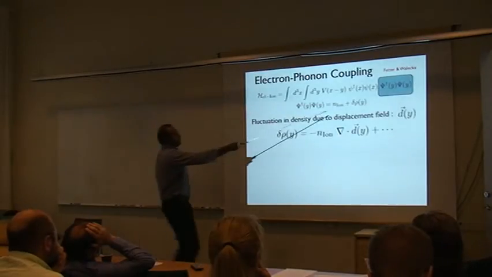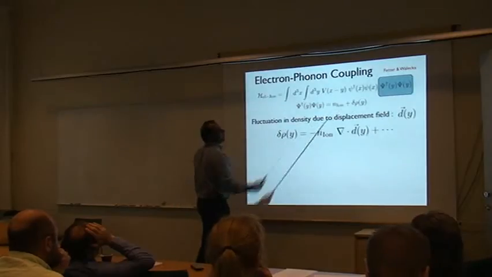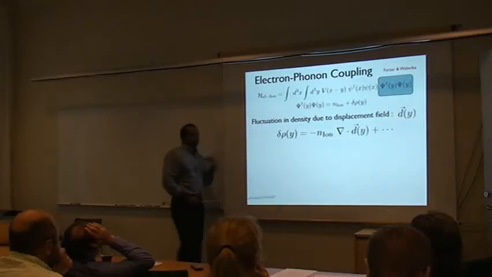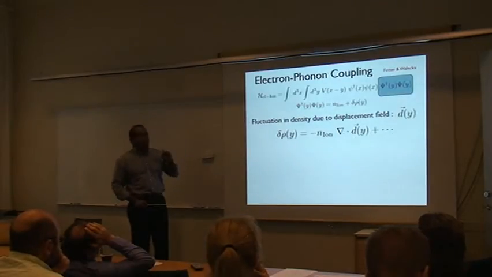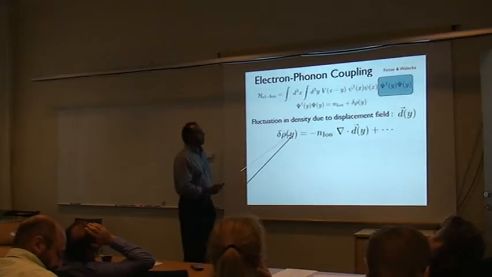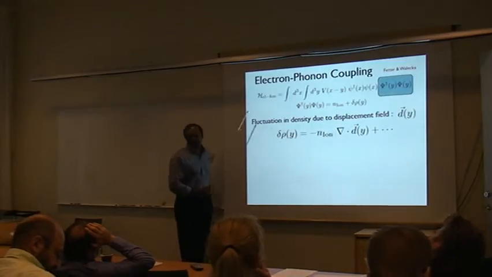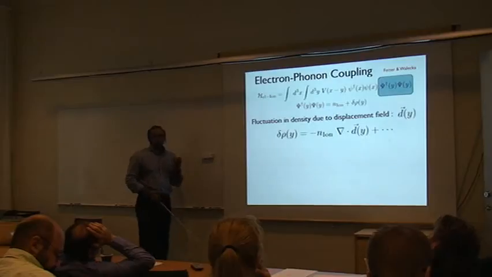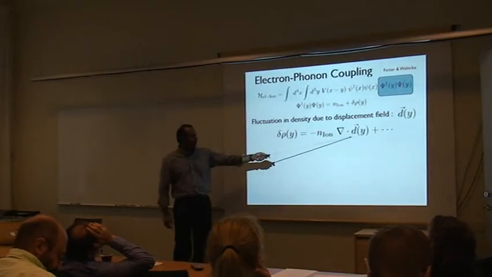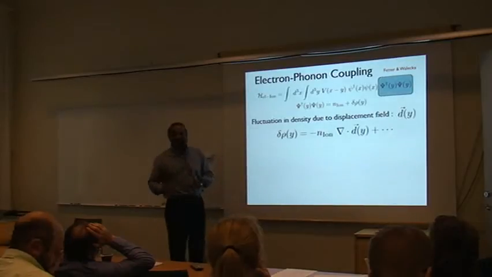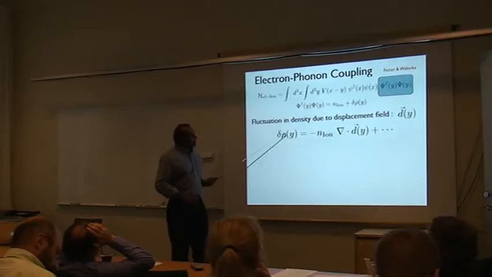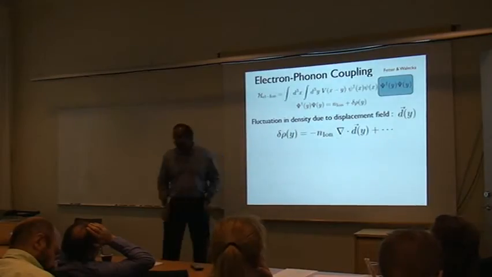So we now need to express this small fluctuation in terms of the displacement field D, which is the displacement of every ion from its equilibrium position. You can very quickly realize that the only way you can change the density is if this displacement field D has some spatial variation. If it didn't have any spatial variation, it would just move the lattice, so that's not a phonon field. So a change in density comes from a gradient of this.